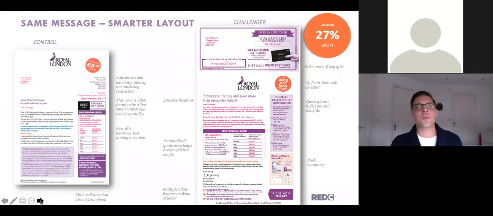This is one of the first jobs we ever did for Royal London, and what we really did for them is just reorder the messaging. On the left-hand side, we felt that there wasn't a logical flow to the way this mail pack was structured. They had the address details for Royal London head office in completely the wrong place. That's one of the first things people will look at, but it's not relevant at this early stage of readership.